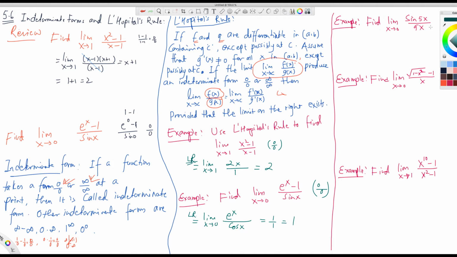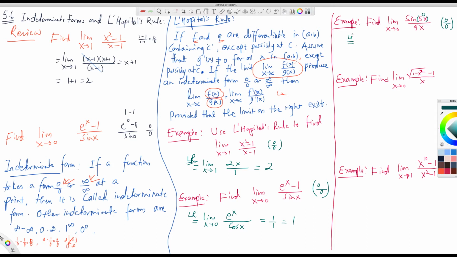Let's do this example. What form does it take if you plug in the limit as x tends to 0? Sine of 5 times 0 is sine 0, right? That will be 0 over 9 times 0, which is 0. So basically it is taking the 0 over 0 form, so we are okay to use L'Hopital's rule.